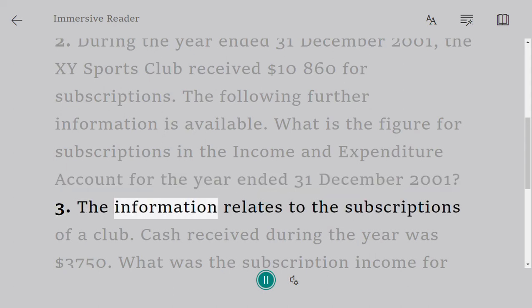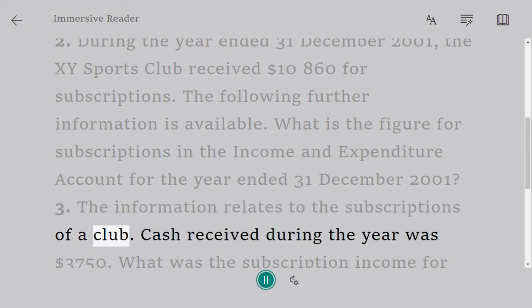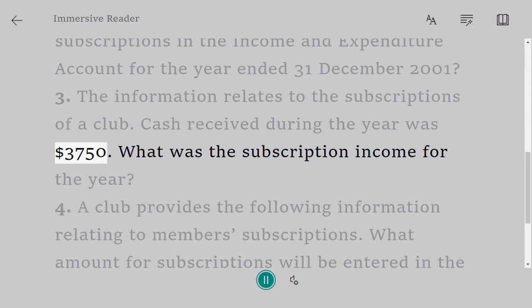3. The information relates to the subscriptions of a club. Cash received during the year was $3,750. What was the subscription income for the year?